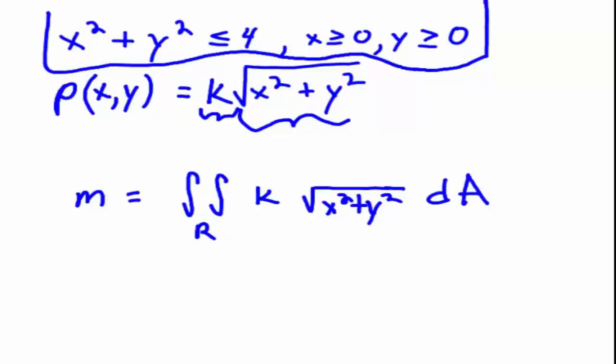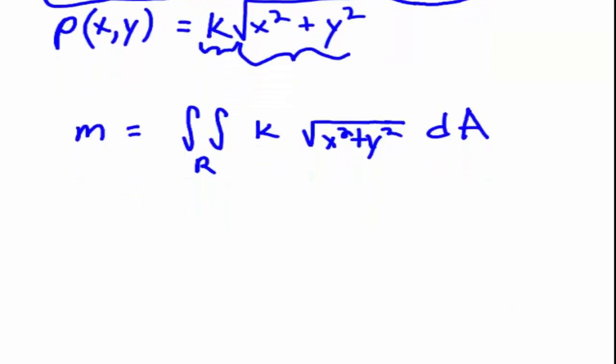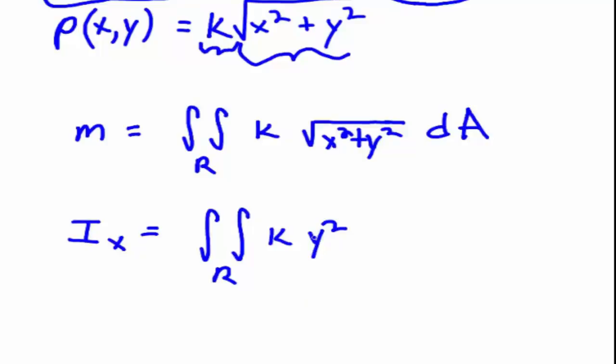So how do you find, for instance, I sub x, the moment of inertia with respect to the x-axis? Well, for I sub x, just take basically the mass integral as a kind of template, and in that fill in y squared, because y measures the distance from the x-axis. Okay. Everything else stays the same as in the mass integral.